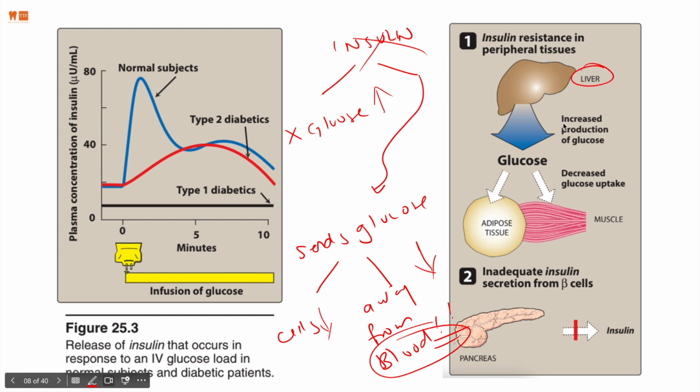Therefore, the liver increases the production of glucose and decreases glucose uptake by muscles, adipose tissue, and other organs. That's insulin resistance, right? Decreases glucose uptake. Therefore, it stays in the blood all along. Second is inadequate insulin secretion from beta cells. Pancreas doesn't produce enough insulin.